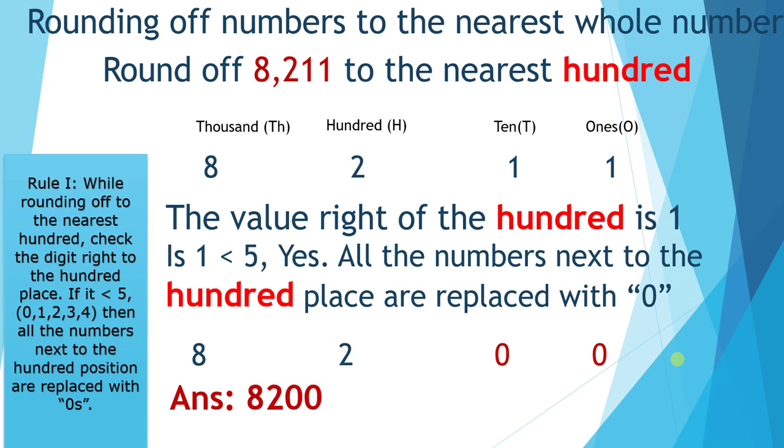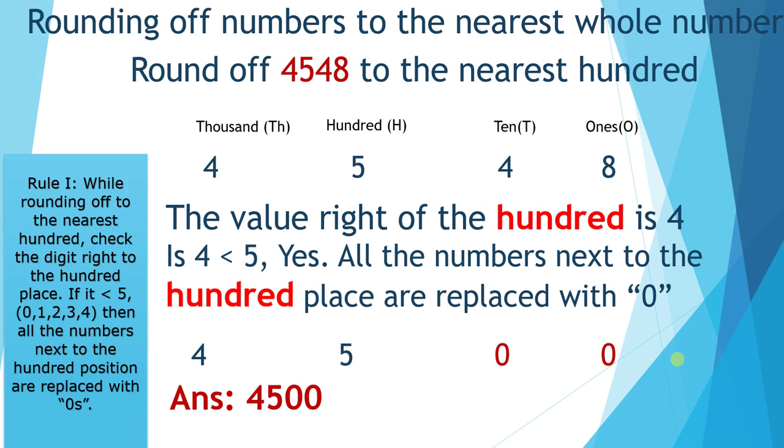So the 1 is replaced with 0 and the other 1 is also replaced with 0. So you have 8200. Okay, so note the rule. The place value in question is what? 2. The number right to it is what? 1. The 1 is less than 5, so replace all the other digits with zeros. Okay, so let's go again.